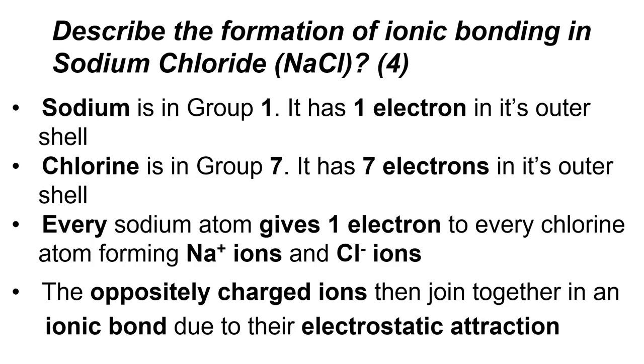You need to describe it in words for 4 marks. Sodium is in group 1. It has 1 electron in its outer shell. Chlorine is in group 7. It has 7 electrons in its outer shell. Every sodium atom gives 1 electron to every chlorine atom, forming Na plus ions and Cl minus ions. And finally, the oppositely charged ions then join together in an ionic bond due to their electrostatic attraction. You need to learn that off by heart.